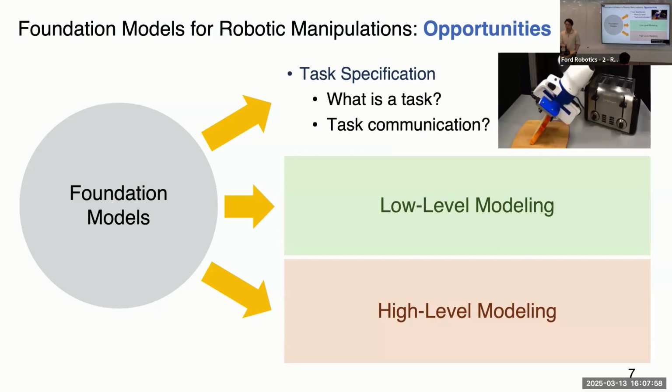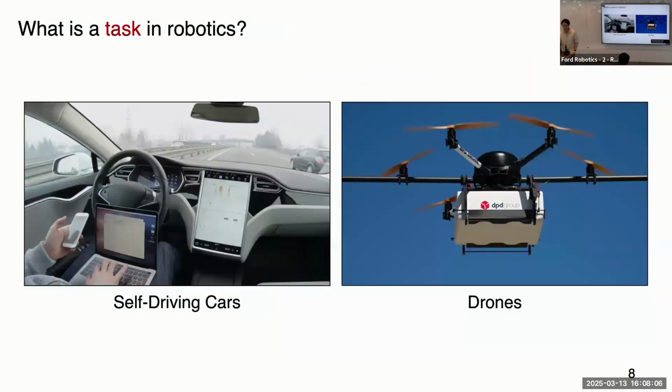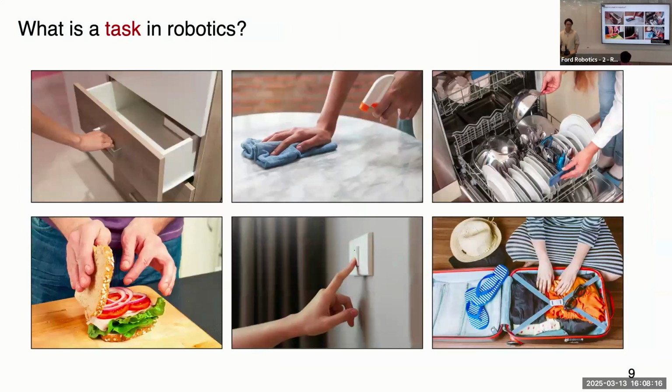The key questions we hope to answer are: what is a task, and how do we effectively communicate that task to the robots? Task specification in domains like self-driving cars or drones is relatively straightforward. You just tell the robot where the destination is. But task specification in the manipulation domain is not as straightforward. If you tell the robot to fold the clothes, what does that really mean? Clothes can be folded in many different ways.